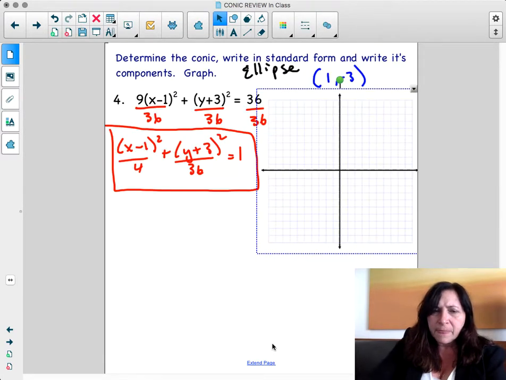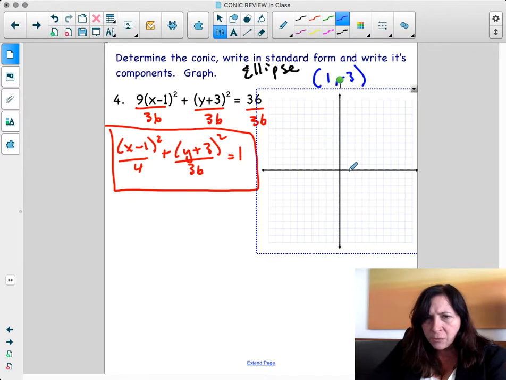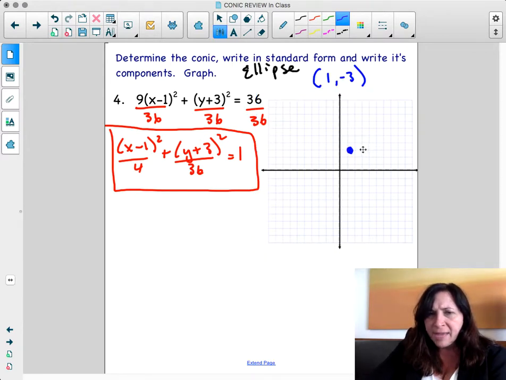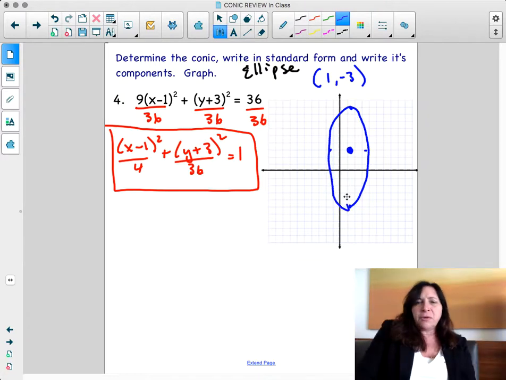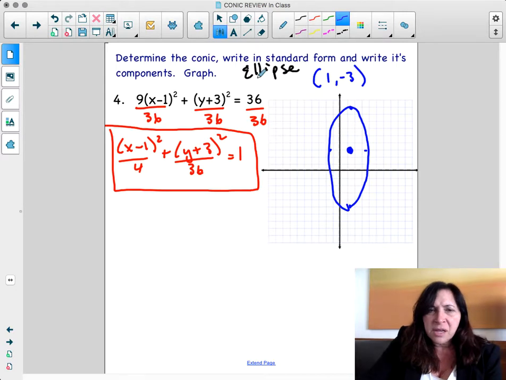And so what we have here is, let's see, 1 over 1 up 3. And so that's my center. In the x direction, I'm going to go 2. In the y direction, I'm going to go 6. And this is an ellipse, so I am going to connect the dots. Remember, if it wasn't an ellipse, I would make that into a square or rectangle, all right, a box.